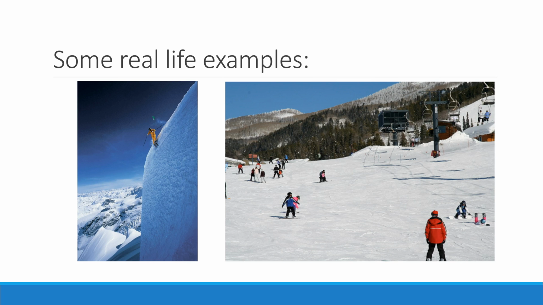For example, this skier is about to die. Why? Because this slope is way too steep for him. He's going to plunge to his death, and he will be lying there like this. Why? Because it was too steep. The slope is very steep.